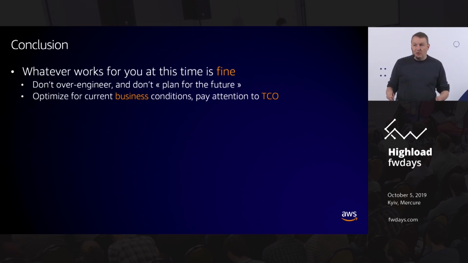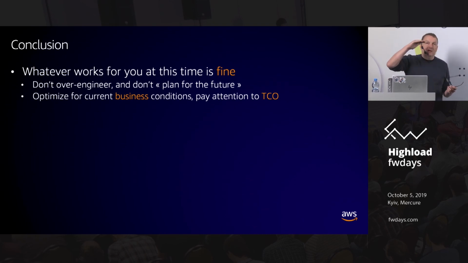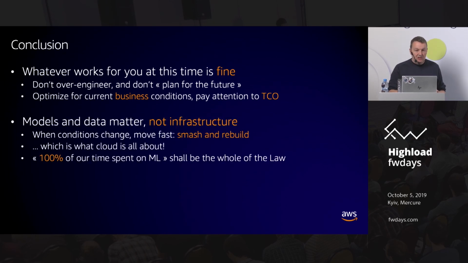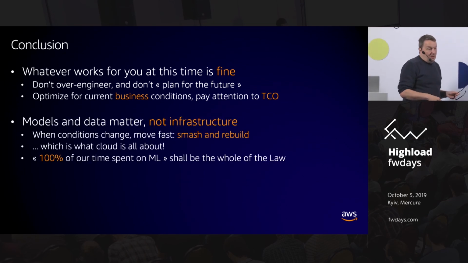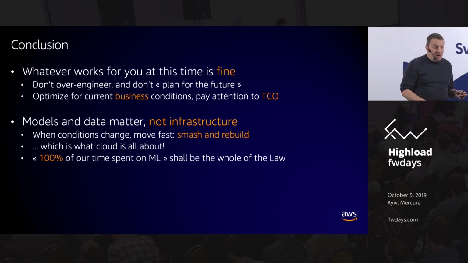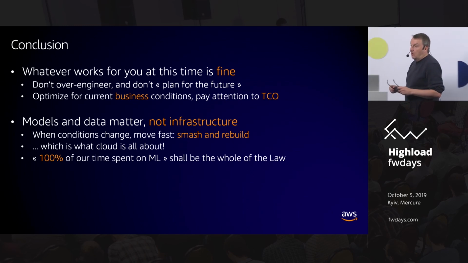I mean, you guys are reasonable people. Whatever you do today is probably fine. Don't over-engineer. Scale linearly until you have to make that jump, and then just make that jump. Pay attention to total cost of ownership. Okay, don't over-provision. Don't spend your money in a silly fashion. And remember, when you do machine learning, models and data matter, not infrastructure. We don't care about infrastructure.